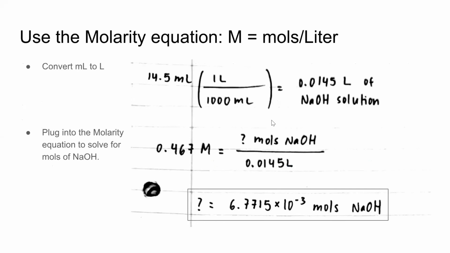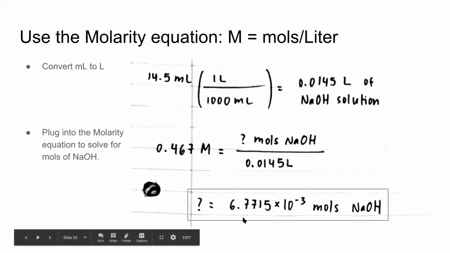Remember to convert the mLs into liters. Otherwise, your answer is going to be off by 1,000. So if you do the math, you should get 6.7715 times 10 to the negative 3 moles of NaOH.